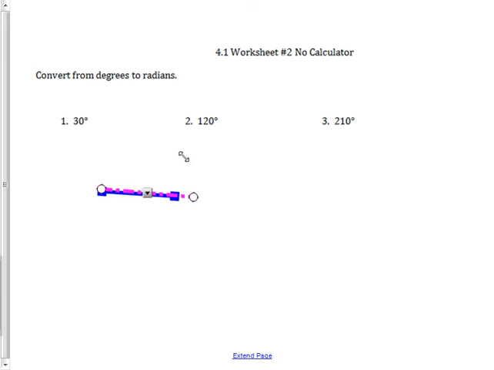So, first of all, what does 30 degrees look like? Well, here's 30 degrees, 60, 90 degrees. Okay, so 30 degrees is about like this. So what is that in radians? Well, we have a handy conversion. We know that pi is equal to 180 degrees.